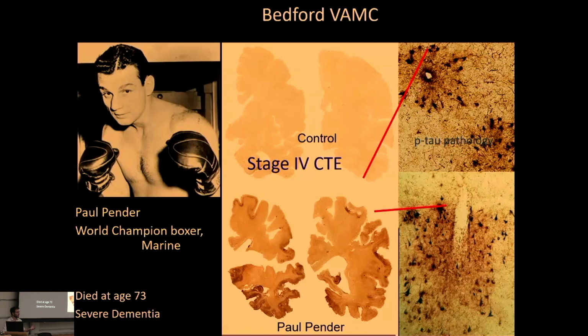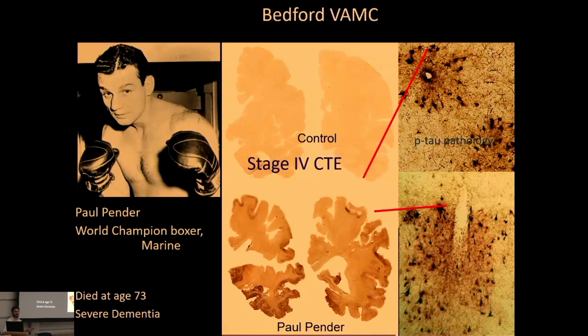He passed away of severe dementia, died at 73, and when Dr. McKee looked at his brain, he had anything but Alzheimer's. He had very striking pathology that she'd never seen before, and it ended up being CTE. And that really set her on the path of wanting to know more about it. She found experts in the field to talk to about it, and ended up hooking up with a lot of other experts in the area to form what we now know as the BU CTE Center. And they really set to work in characterizing the disease.